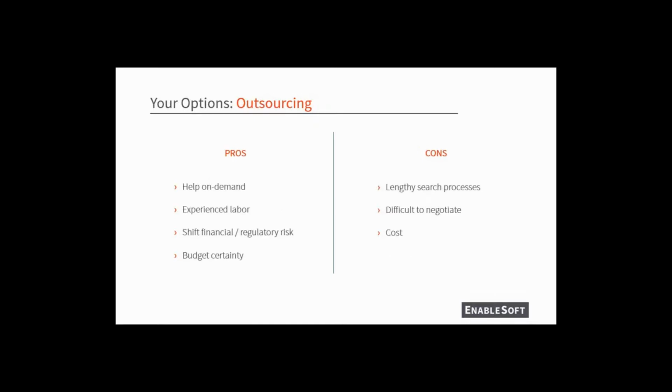Finally, outsourcing. Again, this is for really big projects. Maybe going to your core. It's help on demand. It's experienced labor. They know what they're doing. You can shift your financial and regulatory risk to an outside entity, and then there's budget certainty, of course. You negotiate these prices ahead of time. On the con side here, of course, it's a lengthy search process if you're not going with your core to identify somebody to automate, let's say, the core conversion. It can be difficult to negotiate, and then, of course, cost. When we're talking about large projects, large data conversions, cost here can sometimes range into the tens of thousands of dollars.